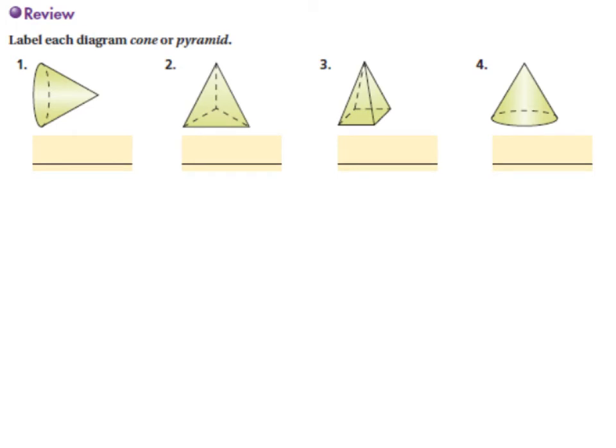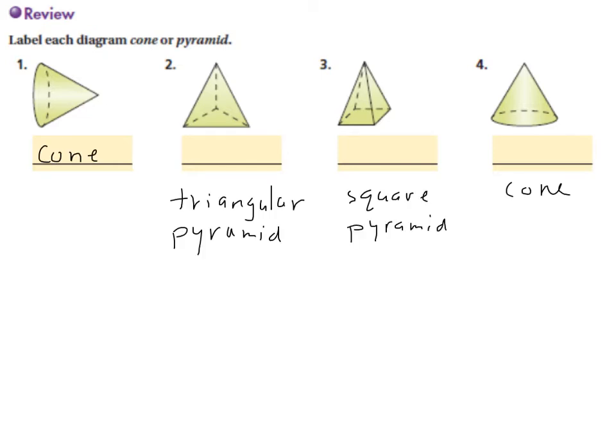First, I want you to pause the video and label each diagram as cone or pyramid. And if it is a pyramid, I want you to tell me what type of pyramid it might be. First one's a cone, second one's triangular pyramid. How can you tell that it's triangular? Because the base that it's sitting on is a triangle. Next one would be a square pyramid, because the base is a square. The last one is another cone.